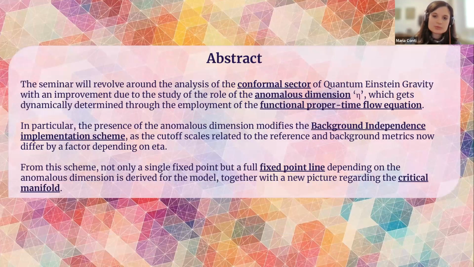To start, I want to illustrate the abstract because it's going to serve as a menu of what we're going to see. This seminar will revolve around the analysis of the conformal sector of quantum Einstein gravity, with an improvement due to the study of the role of the anomalous dimension, which we'll see actually gets dynamically determined by employing the functional proper time flow equation. In particular, and this we'll see with great care, the presence of the anomalous dimension will modify the background independence implementation scheme. From this scheme, we'll see that not a single fixed point appears for our model, but a full fixed point line, which depends on this anomalous dimension, which you can think of as a parameter in a sense. Together with this fixed point line, we'll also talk about the critical manifold.